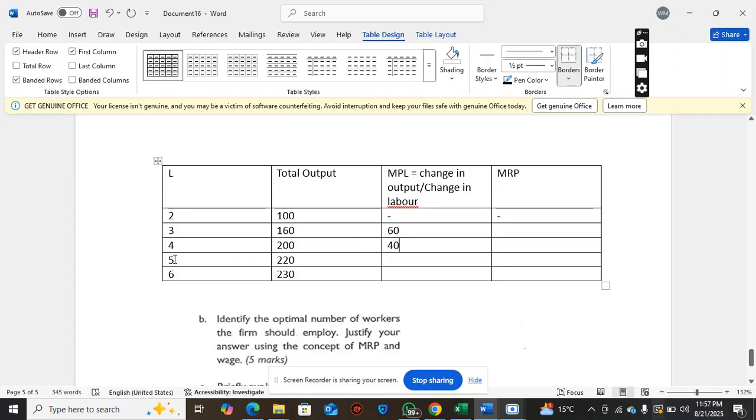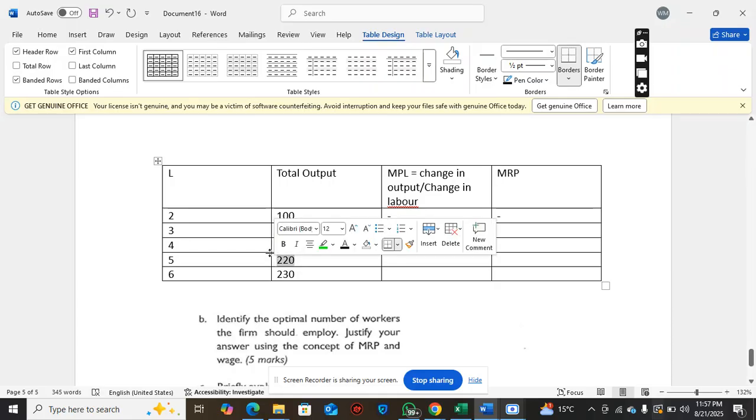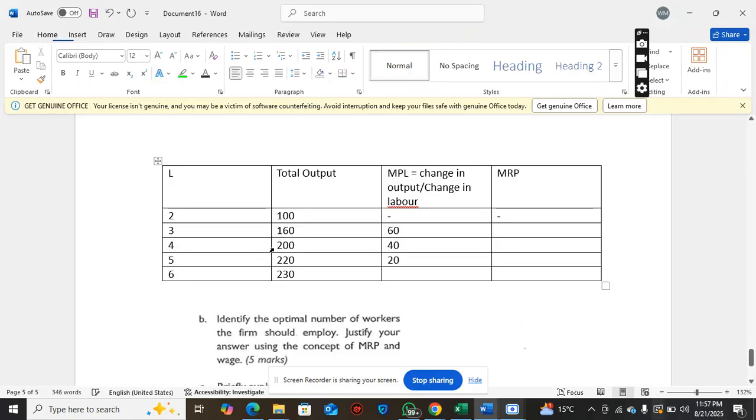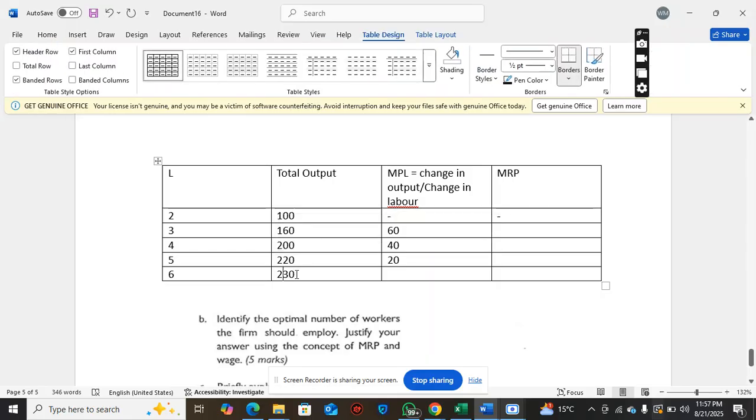If we hire a fifth worker, output increases to 220 from 200. So 220 minus 200, 20 units. So this fifth worker has brought 20 additional units. When we increase from 5 to 6 workers, output increases from 220 to 230. So the marginal product is 230 minus 220, 10. So this sixth worker has brought an additional output of 10 units. Any question?